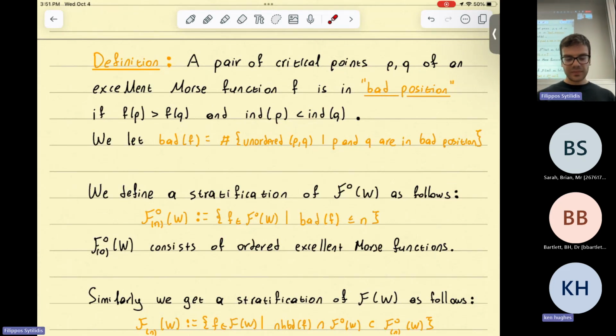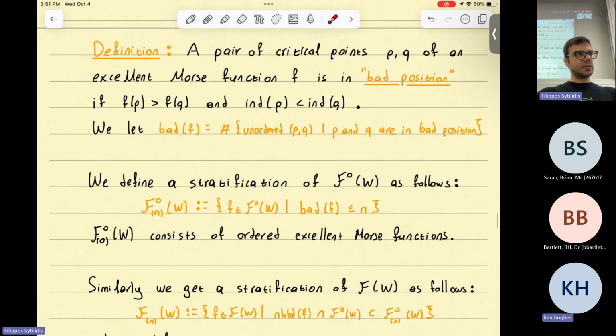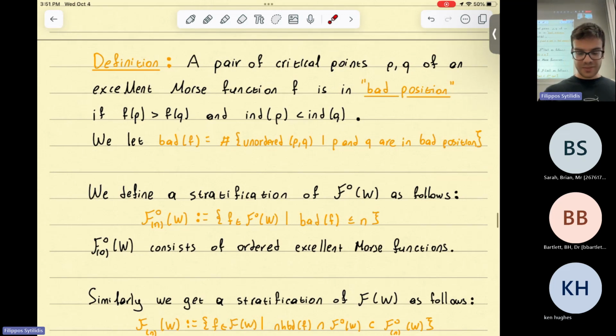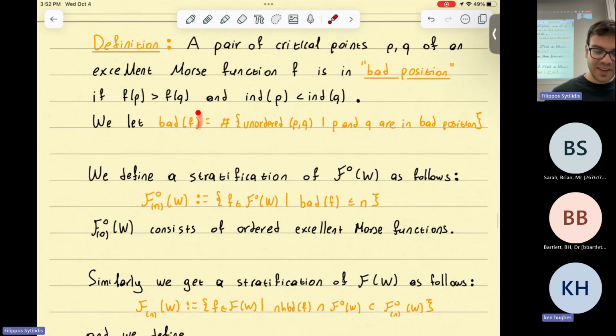Okay. Now I'm going to go into the proof strategy for the ordering theorem. First some definitions. A pair of critical points for an excellent Morse function is going to be in bad position if one of the critical points is above the other, and that doesn't reflect what's happening with the indices. So I'm going to call that the bad position.